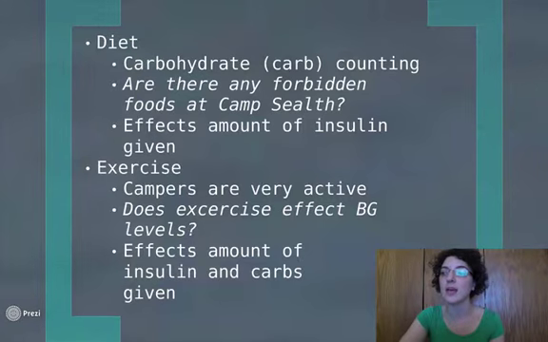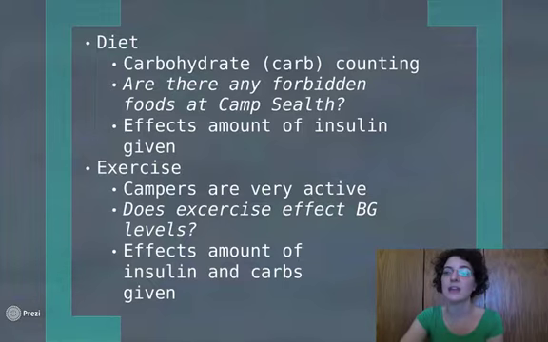So at camp, the question that pops up next is, are there any forbidden foods at Camp Sealth? And there definitely are not. The campers are allowed to eat all of the regular summer camp food, and our dietitians will be working really hard to make sure that we know how many grams of carbs are in that food, because that will affect the amount of insulin that they need, and is very important for all of us to be aware of.